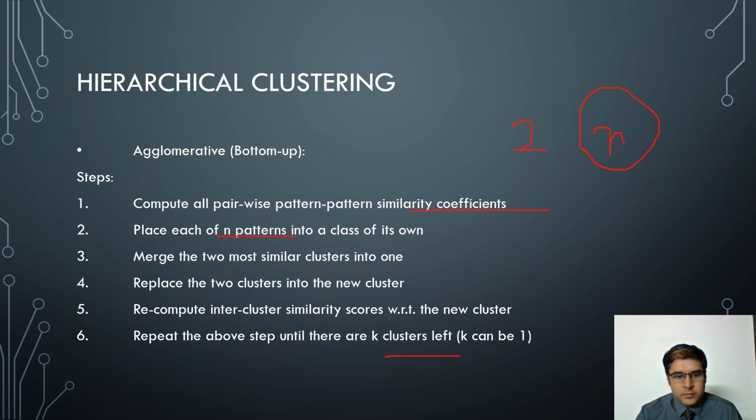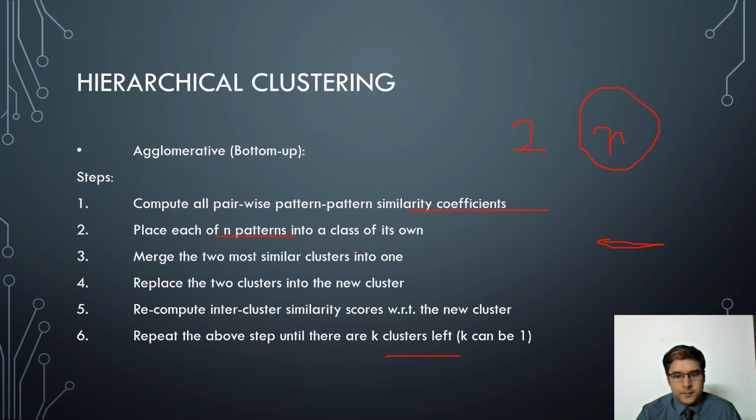Then we merge the two most similar clusters into one. Where there are two similar clusters, we merge them into one, replacing the two clusters with the new cluster. So basically this is the merging. And recompute inter-cluster similarity scores with respect to the new cluster, and repeat the above steps until there are k clusters left.